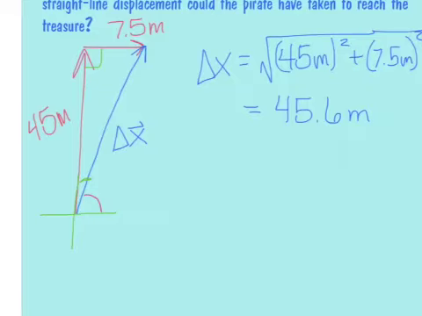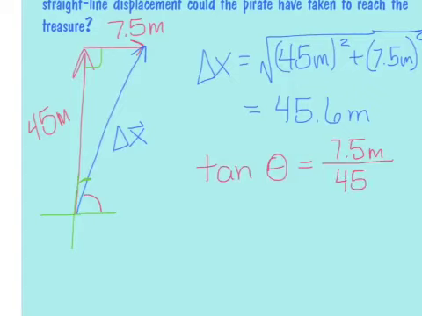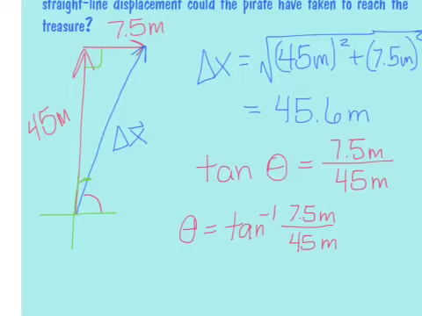So, the tangent of the angle I'm looking for, I'll call that theta, is equal to opposite over adjacent, or 7.5 meters divided by 45 meters. Now, of course, what we're really trying to find is theta itself. So to find theta, I'll use the inverse tangent of 7.5 meters divided by 45 meters. This gives me a value for theta of 9.46 degrees.